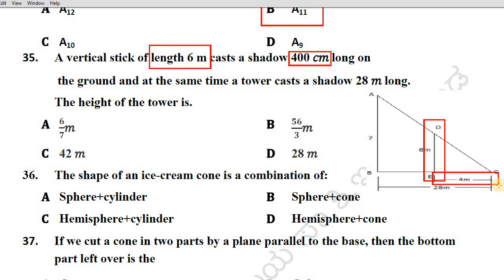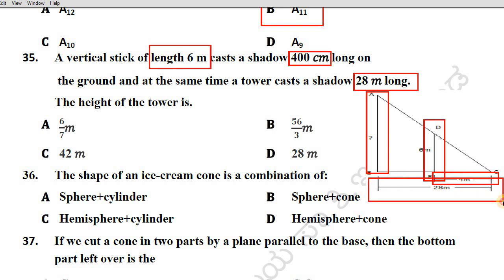So which one will you select? All other measurements are in meters, so you take 400 centimeter as 4 meter only. Okay. Next, at the same time a tower casts a shadow of 28 meter long. It means this AB is the height of the tower, and it is casting the shadow of 28 meter.